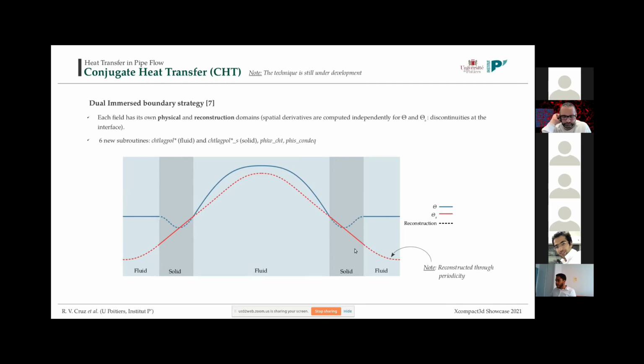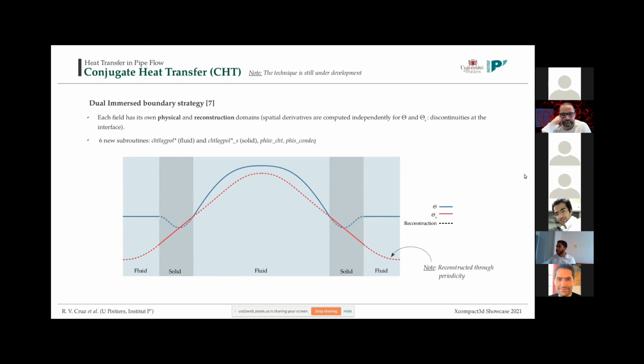I'd like to highlight here that the reconstruction for the solid in the external fluid zone is done through the periodicity. So the reconstruction that we see here on the right side reconnects to the one on the left side here. In terms of numerical development, 6 new subroutines were created.